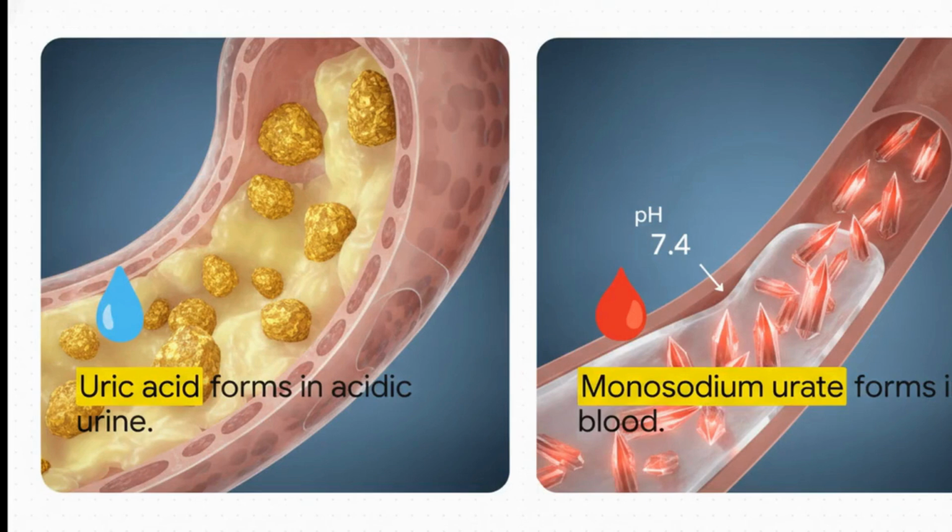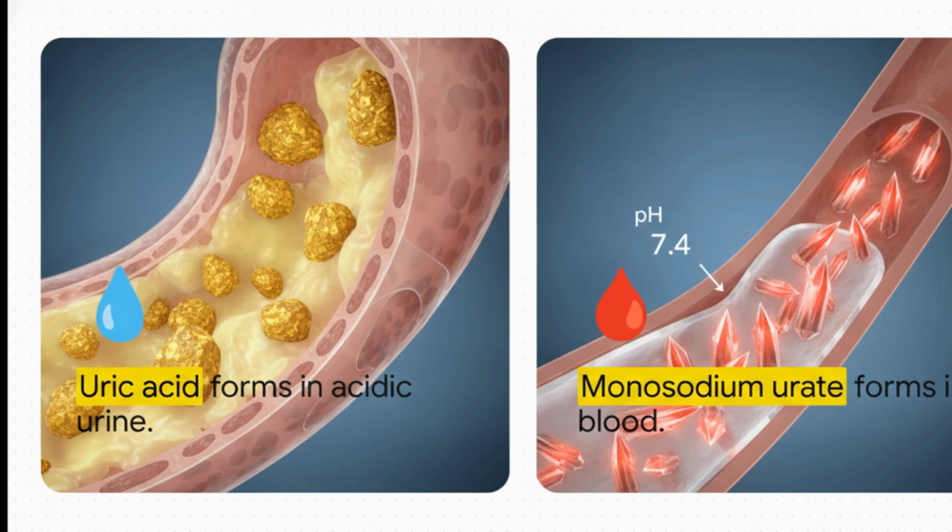And this brilliantly illustrates a crucial distinction that honestly trips up a lot of people. Why do we get completely different types of crystals in different parts of our own body? Well, it all comes down to pH levels. Take uric acid, for example. In more acidic environments, like your urine, the substance just remains as uric acid. If it happens to crystallize down there, it causes renal stones.